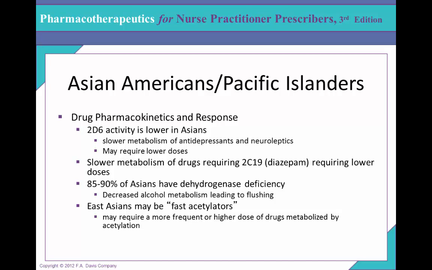Islanders, they may require more frequent or higher dosages because they have a high level of cytochrome P450 inducers more than African Americans and Hispanics. They have a slower metabolism for antidepressant. You're not going to be tested in these differential cultures. It's just an awareness.